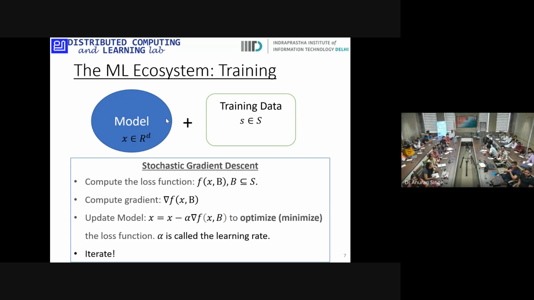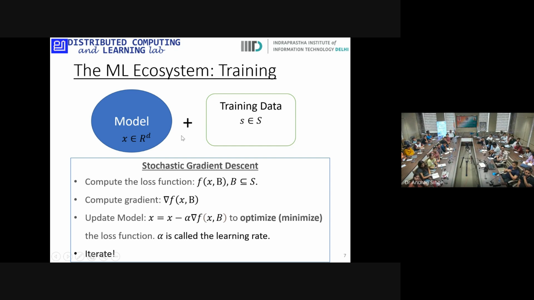Okay, so model. Let's express this model using this mathematical notation X. Let's have this abstraction. So our model is a d-dimensional vector X. Okay, everyone fine with this kind of description? So essentially d parameters together, and then we have training data. Let's say we denote our training data by big S, and every training sample by little s.